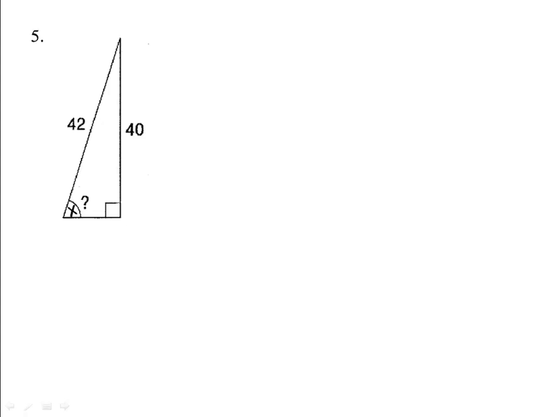Example 5 is for you to try. Once again, begin by identifying the opposite, the hypotenuse, and the adjacent. Once you've done that, you can write a ratio and then find the measure of the angle. Please pause the video here and come back when you're finished. Let's see how you did.